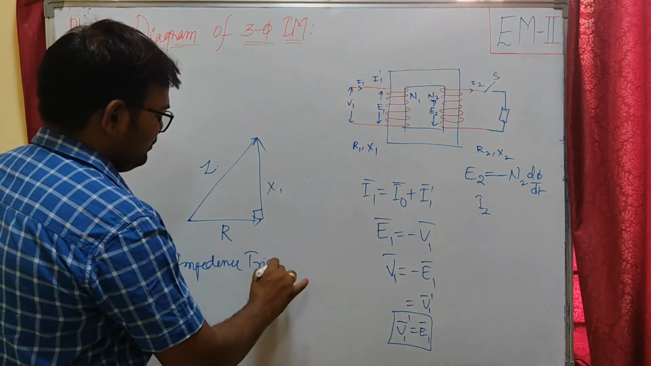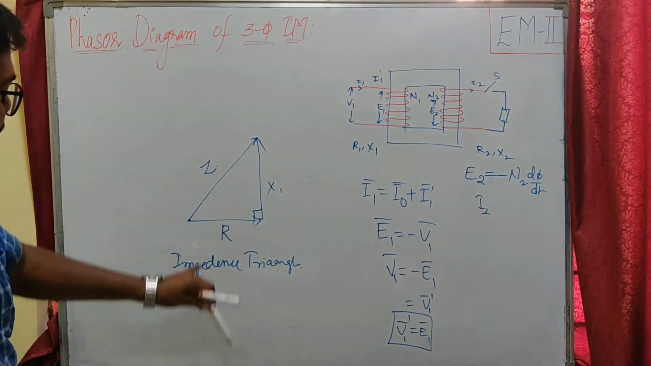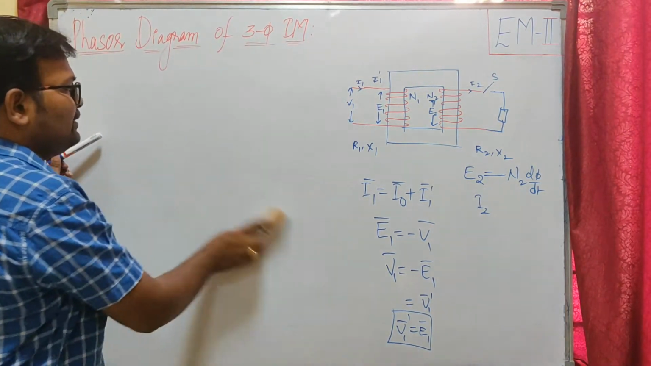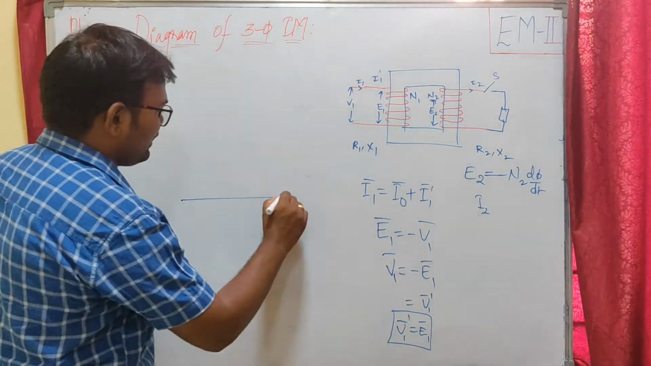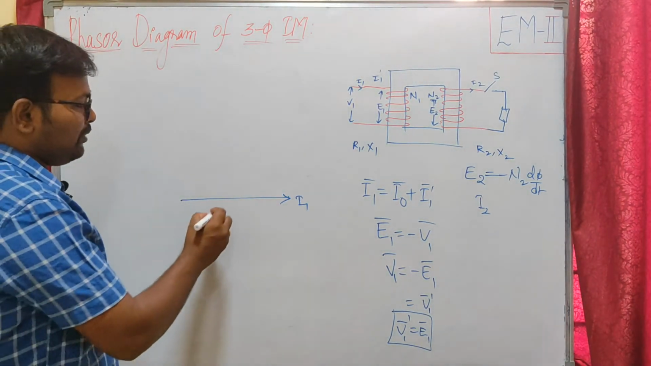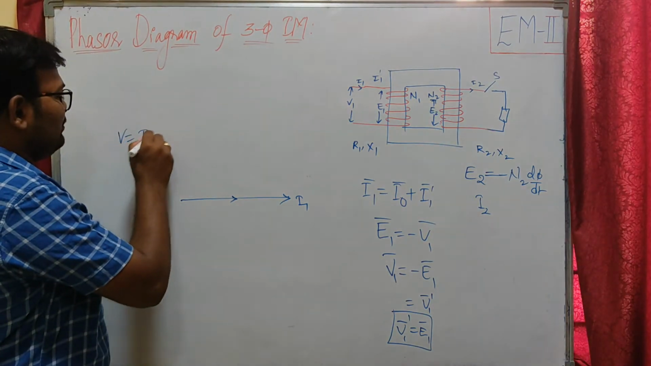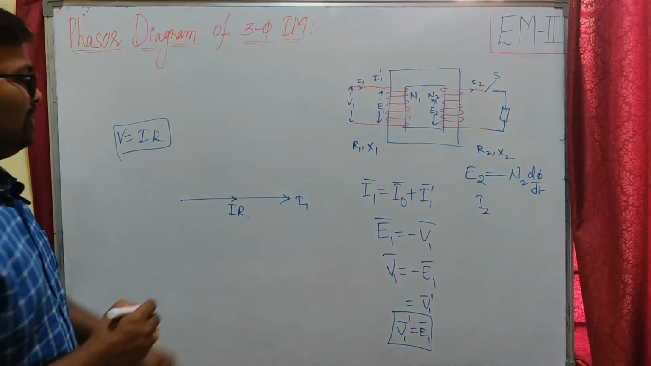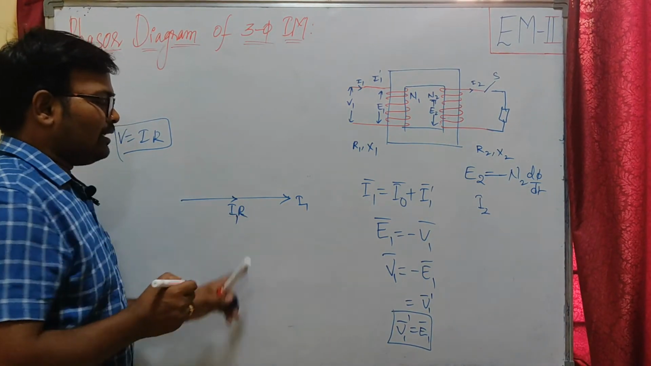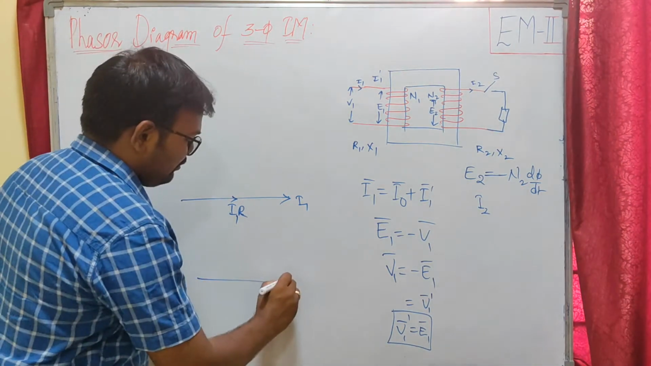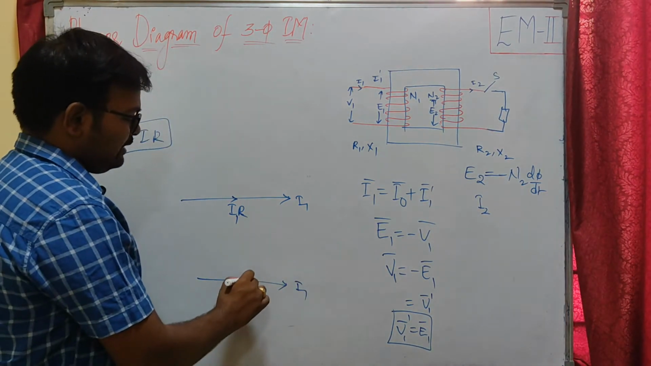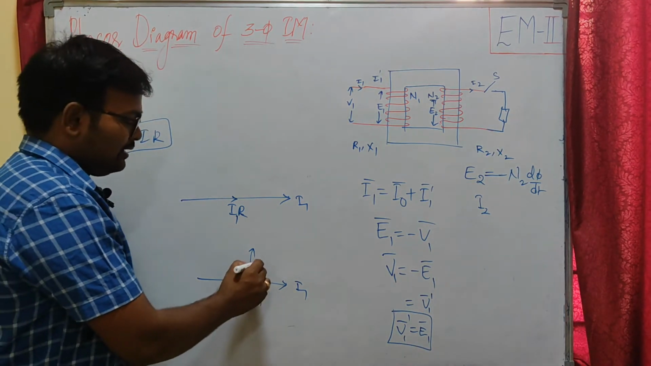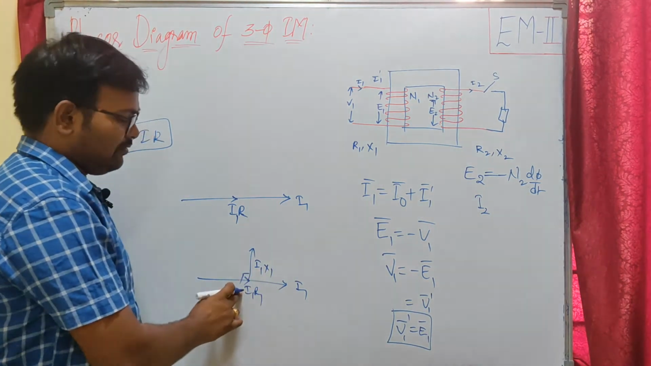So these are the basics to draw the phasor diagram. This is the impedance triangle, so R and X will be at 90 degrees to each other. And one more thing to be considered: if I have current I1, the voltage drop due to the resistive component will be in phase with this current, and the voltage drop due to the inductance will be drawn 90 degrees away from our resistive component. If I have the resistive drop as I1 R1, the inductive drop will be drawn 90 degrees away from this.